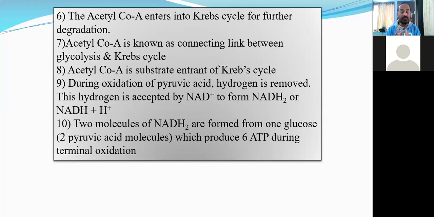Now here, the two molecules which are produced during this oxidative decarboxylation, we know 1 NADH2 is equal to 3 ATP. तो यहाँ पे 2 बनेंगे तो अपने को मिलेंगे 6 ATP. So during oxidative decarboxylation, we will have 2 NADH2 that are equivalent to 6 ATP molecules in all.